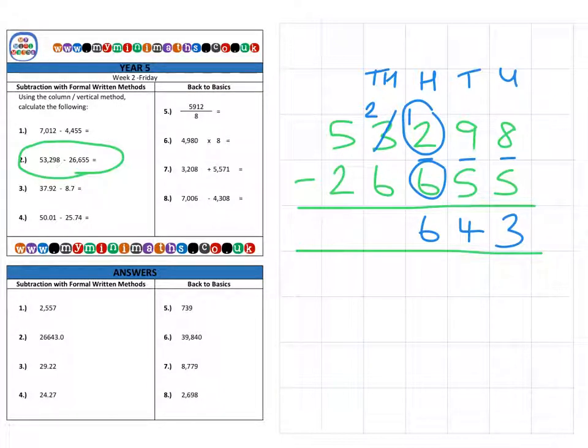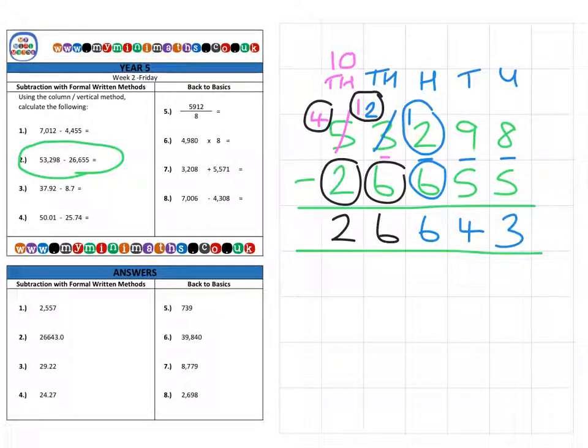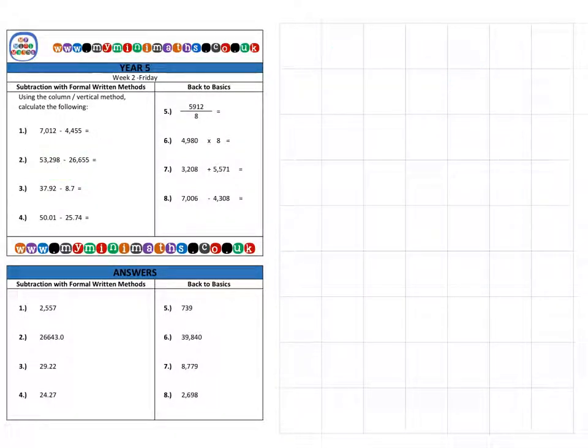Then we've got 2,000 subtract 6,000, which we can't do again, so we need to carry over into that 5th column, which is the 10,000s column, borrow from that 5, so we leave 40,000 in that column and bring it over to the thousands. And then finally 12,000 subtract 6,000 gives us 6,000, and onto that last column we have 40,000 subtract 20,000 for a final answer of 26,643. And next we're on to question 3.